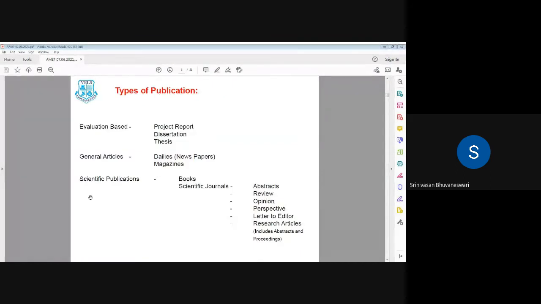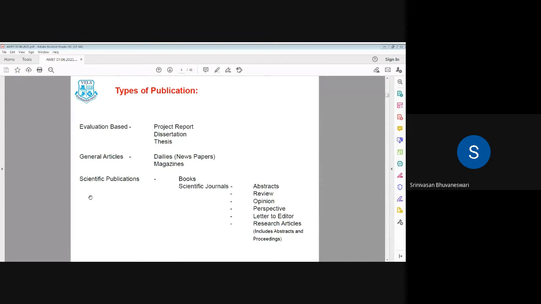We can classify them into different things. I have given a few. Of course, you have all rights to add whatever you are thinking, to my knowledge, what I have put in this particular slide. One is evaluation-based. The scientific publication can be classified as evaluation-based in the sense your supervisor will be evaluating this. First one, project report.